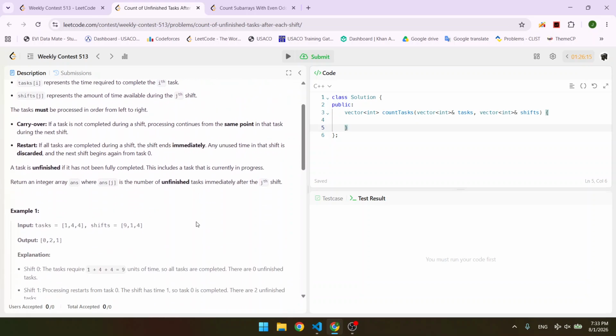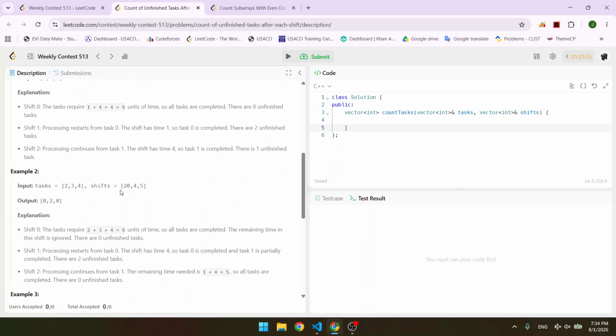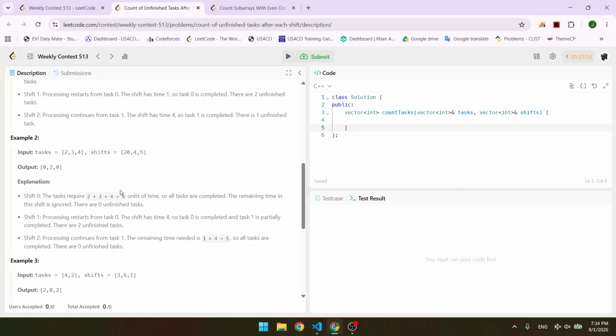What does this mean? So let's see. Shift 0, 1 plus 4 plus 4 goes 9. 0 unfinished tasks. The shift has time 9. So that's 0 completed, 2 finished tasks. Task 1 has time 4, so task 1 is completed. 9, and okay. All tasks are completed, so 0 unfinished tasks.